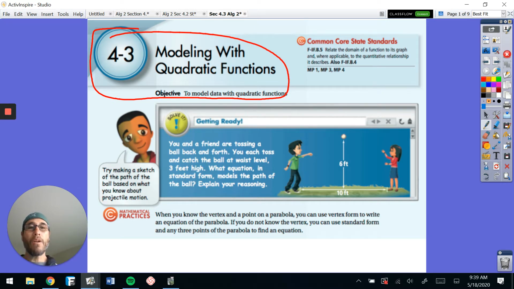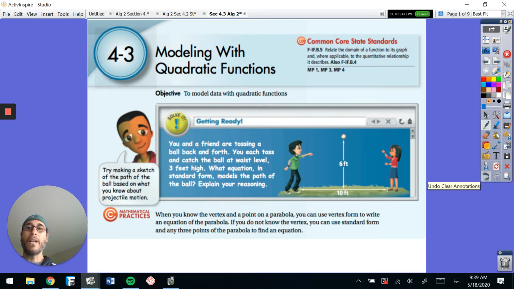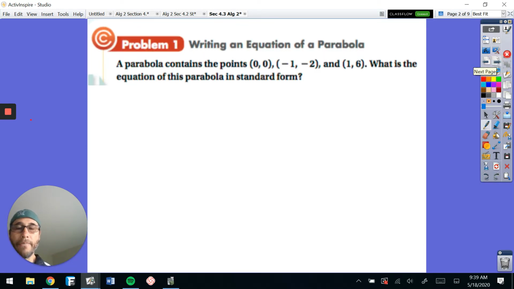Now, the main part of this section is it's going to be a lot of our calculators, all right? So get out that TI-84 because you're going to get really good at it today. We're modeling with quadratic functions. To model data with quadratic functions is our objective. All right, here we go.